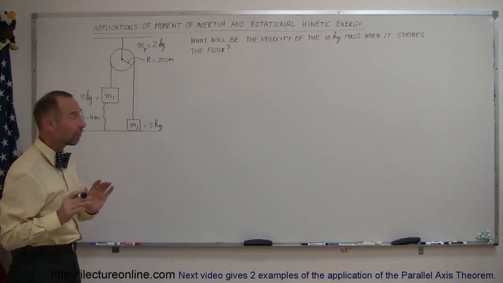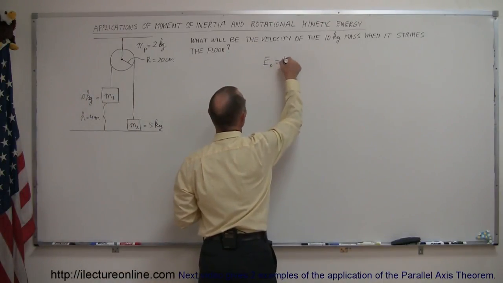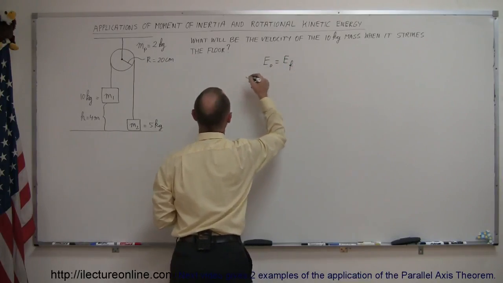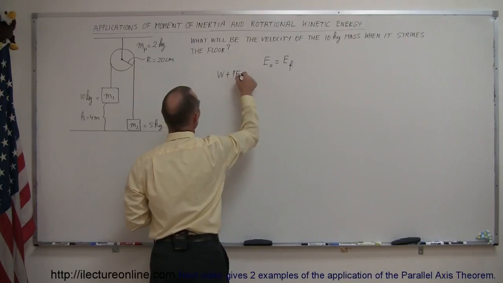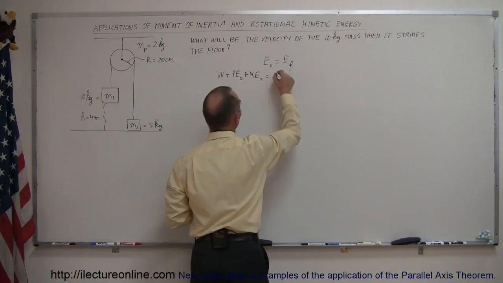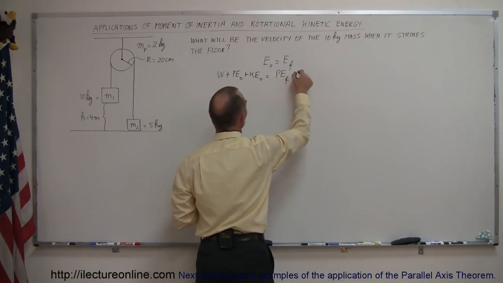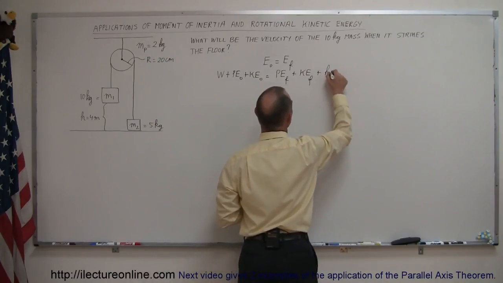So we still start with the very same equation as before, that energy initial equals energy final. And so we can say that the work input into the system plus the initial potential energy plus the initial kinetic energy must equal the final potential energy plus final kinetic energy plus any heat lost in the friction.